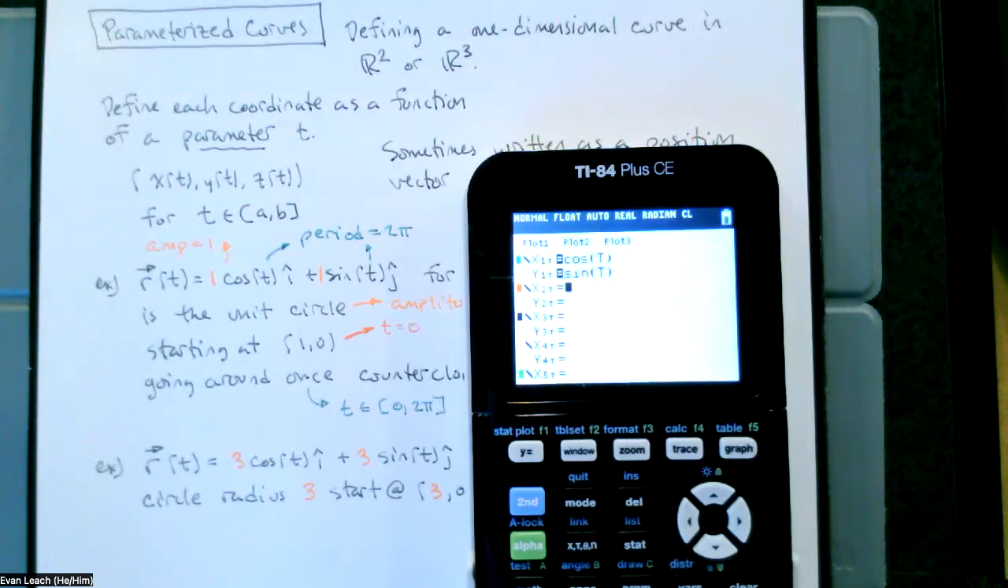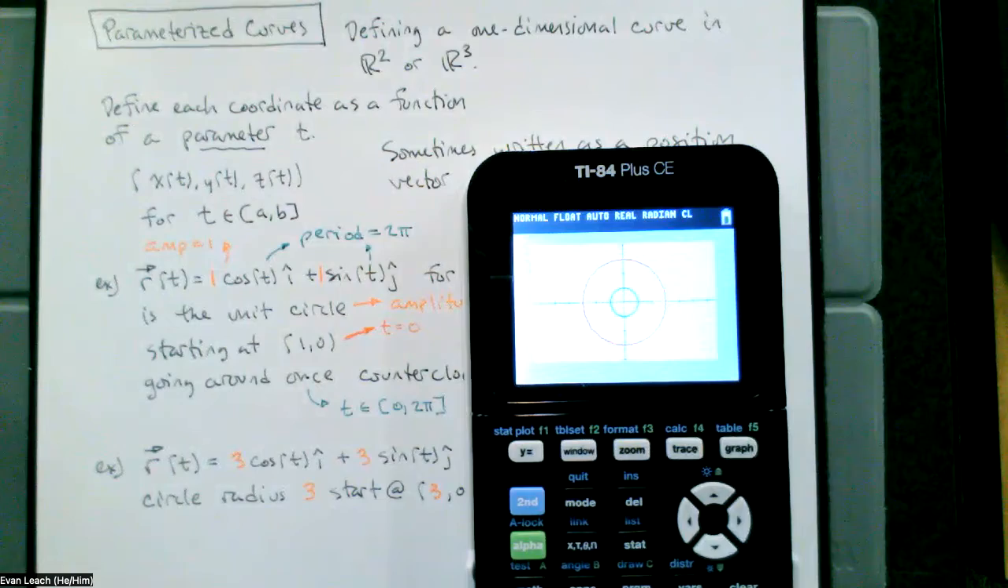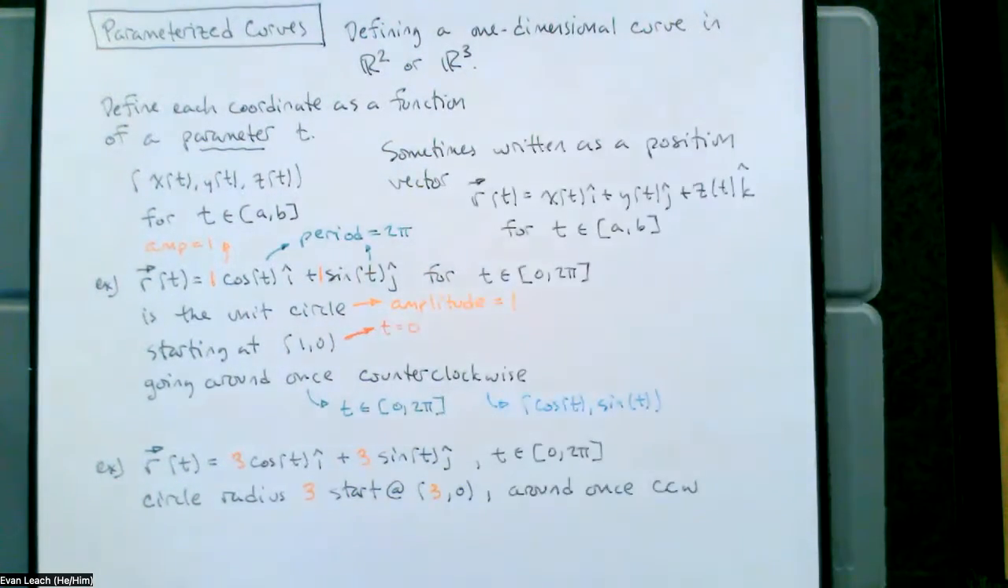If I go in and adjust and say 3 cosine of t and 3 sine of t, there's my circle of radius 3, goes around once counterclockwise, starting from 3, 0. So notice that I changed both amplitudes to 3, and so that maintained a circle.